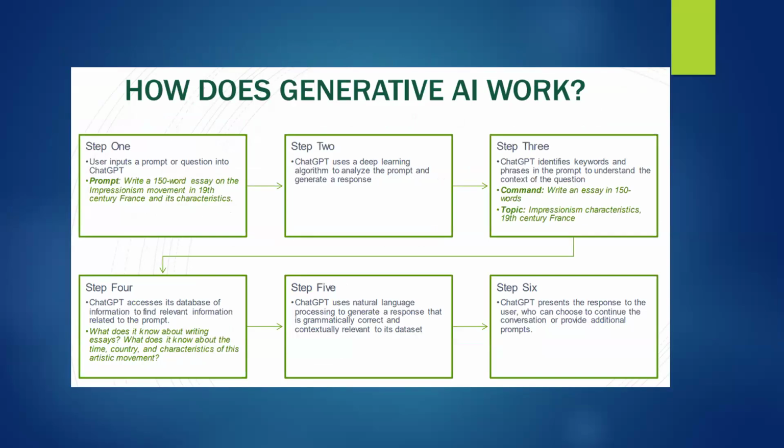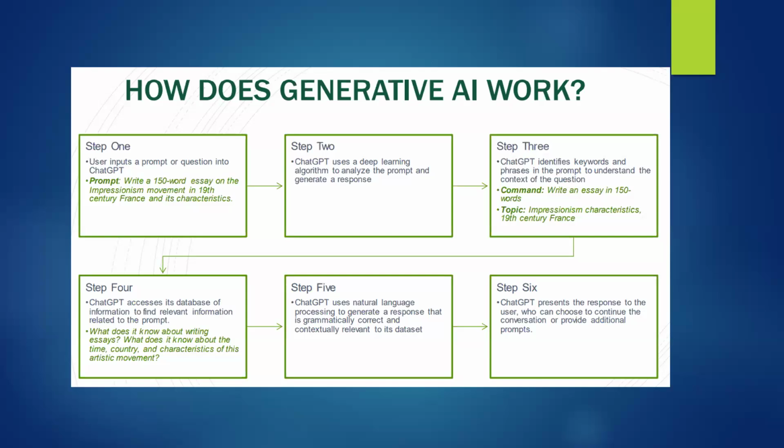It will try to understand the keywords, and then it will try to fetch the proper transformer. Here, a transformer is nothing but the underlying program in the model. It will search for the proper model relevant to your question, understand the question, and give you the proper output. ChatGPT identifies keywords and phrases in the prompt to understand the context of the question.